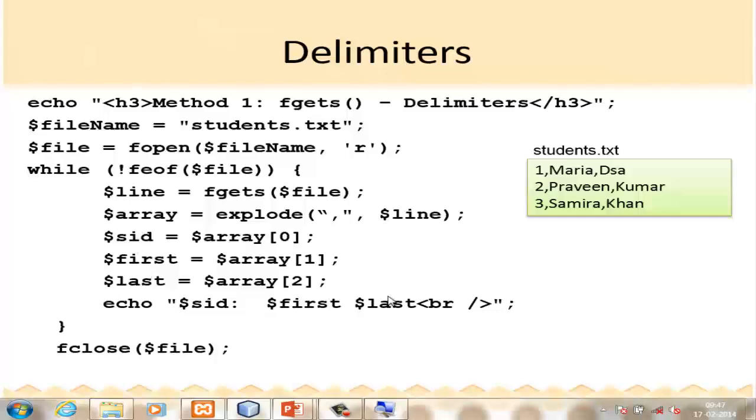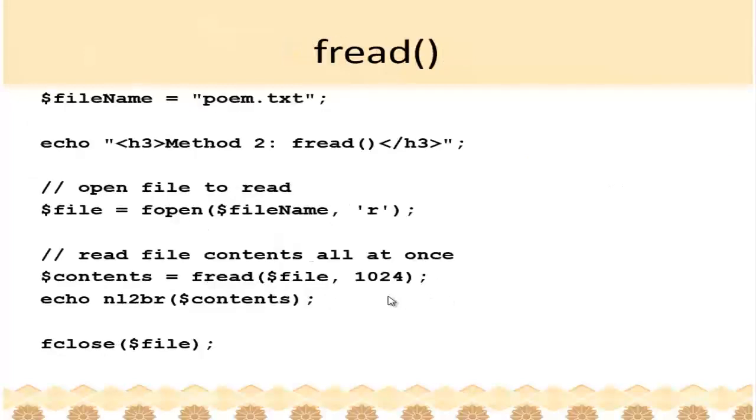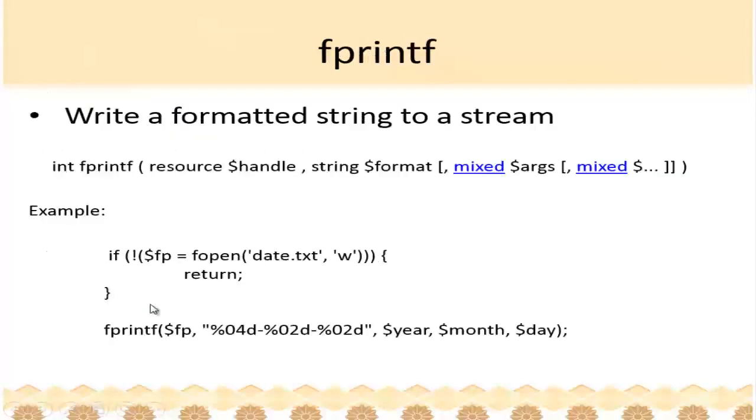Let's go to the next one, and that is fread. I think I've already talked about it. fread is used to read a number of bytes. In this case, it is 1024 bytes. So at a time I want to read 1024 bytes, and I'm converting new line into BR. Like your printf function, you have fprintf, which was there even in your C programming language. So you specify the handle, you specify the string, and it's going to print it in that order.